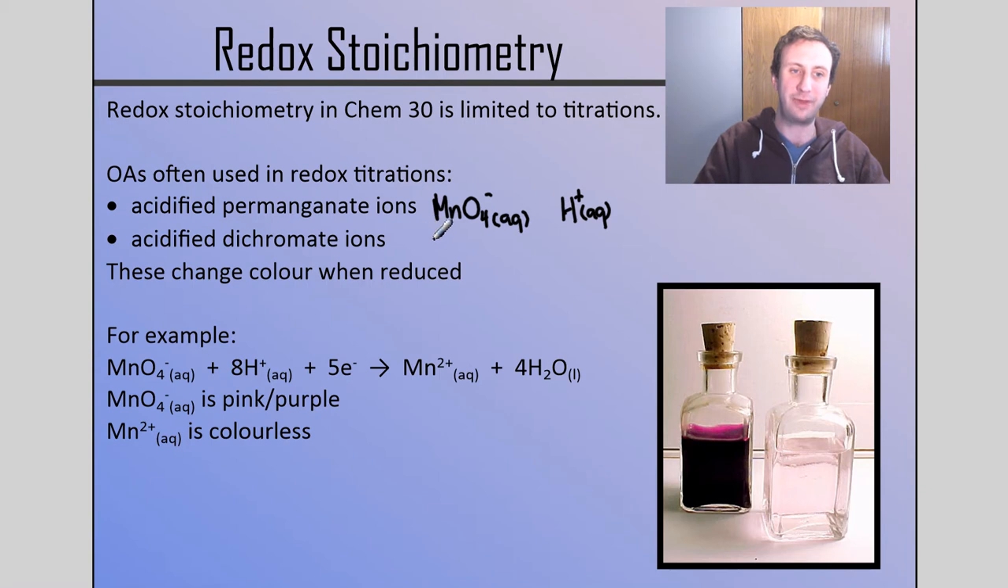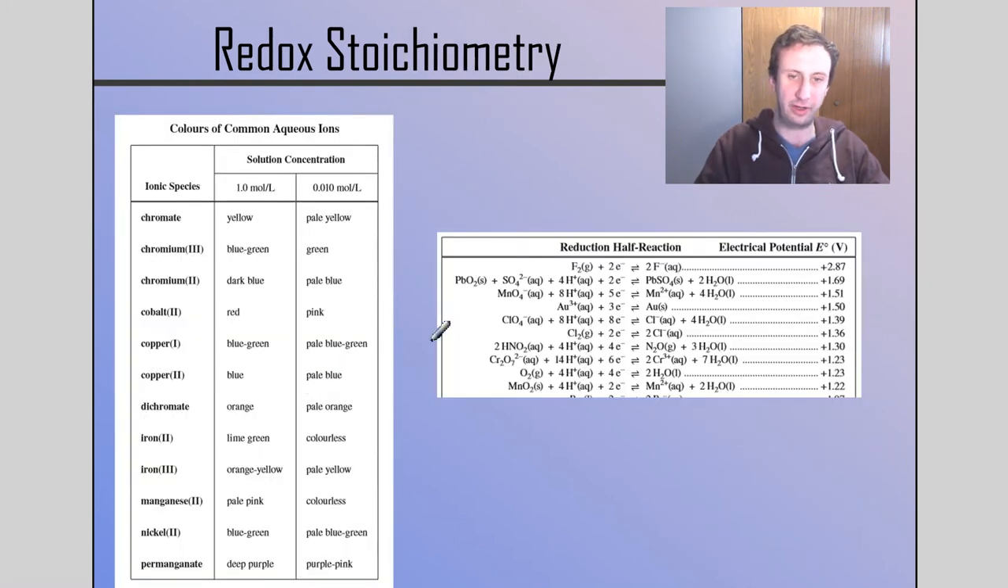And then I also have acidified dichromate ions, so dichromate being Cr2O7 2 negative aqueous, and then of course it's acidified, so I have H positive there as well. Same exact thing, I keep the H positive in with the sample, while the dichromate is my titrant, so it is in the burette. These change color when reduced, which we're going to take a look at on the next slide. For example, permanganate is pink-purple, while Mn2 positive at these concentrations is colorless.